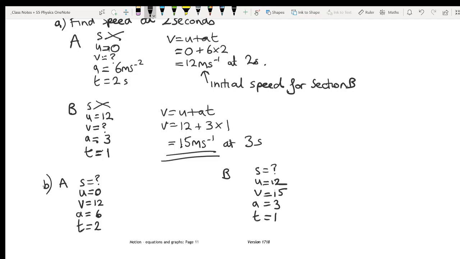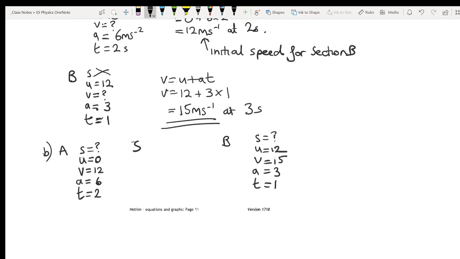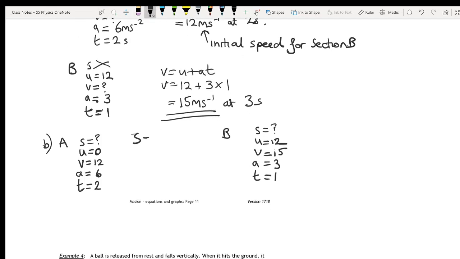Now we basically know everything, so you can use whichever equation you want, but I would use the one where distance is the subject. You get it from the graph. You already have it.